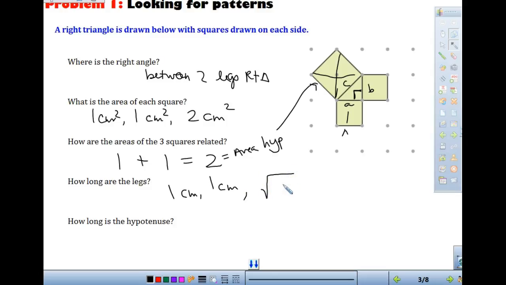Square root 2 centimeters. We can't find it exactly, right? It's one of our irrational numbers. So our sides were taking the square root of 1, the square root of 1, and the square root of 2. The square root of 1 equals 1. So it says, how long is the hypotenuse? It is square root 2 centimeters.